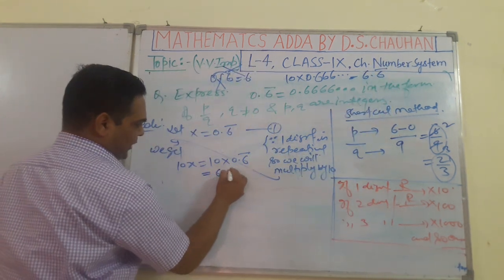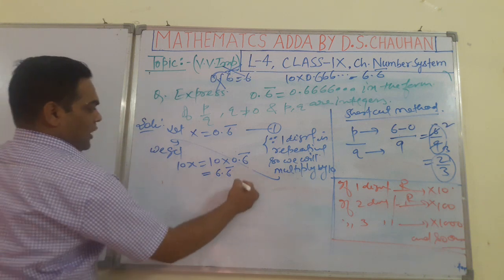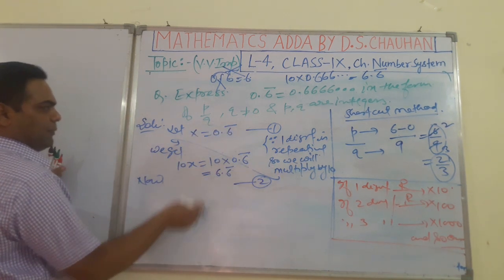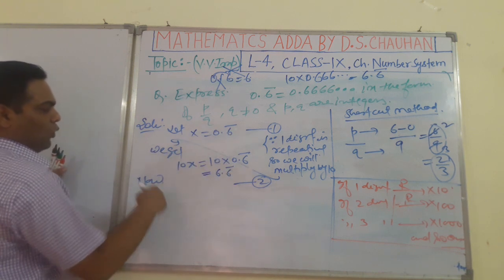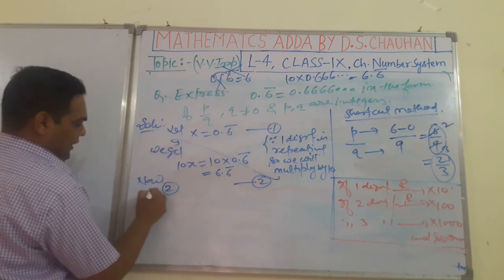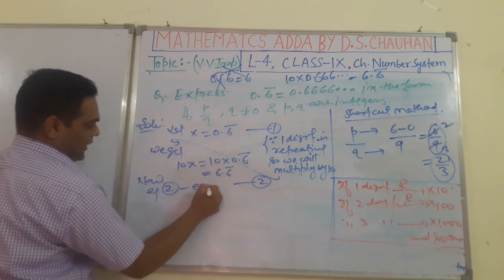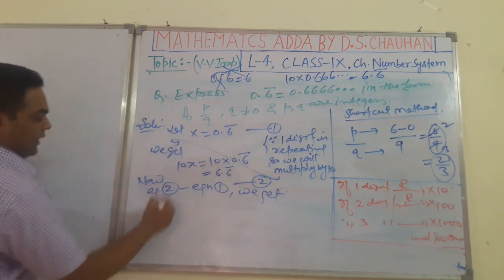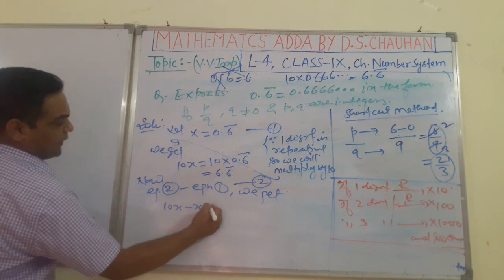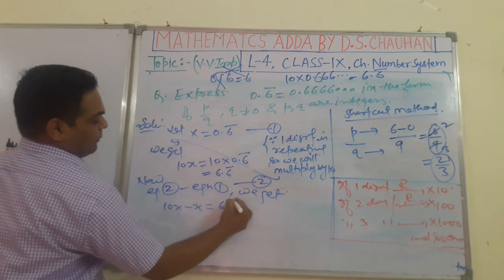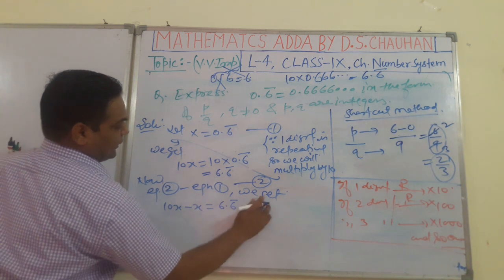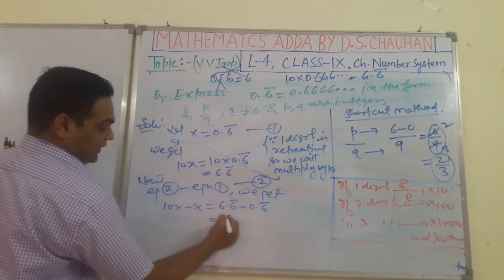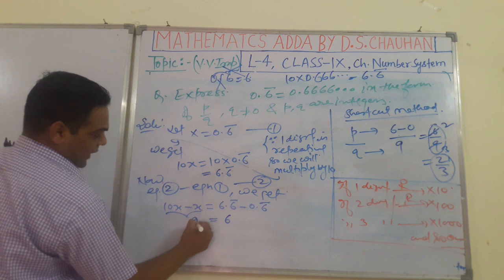So you will get here 6.6 bar. Let it be equation 2. Again same process. Now on subtracting 1 from 2, we will get equation 2 minus equation 1. We get, students, 10x minus x equal to 6.6 bar minus 0.6 bar. What you will get here? This will come only 6 and this comes 9x.